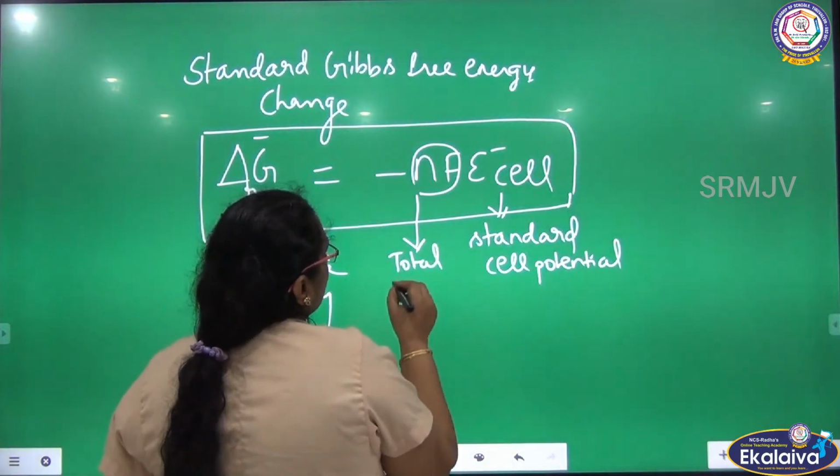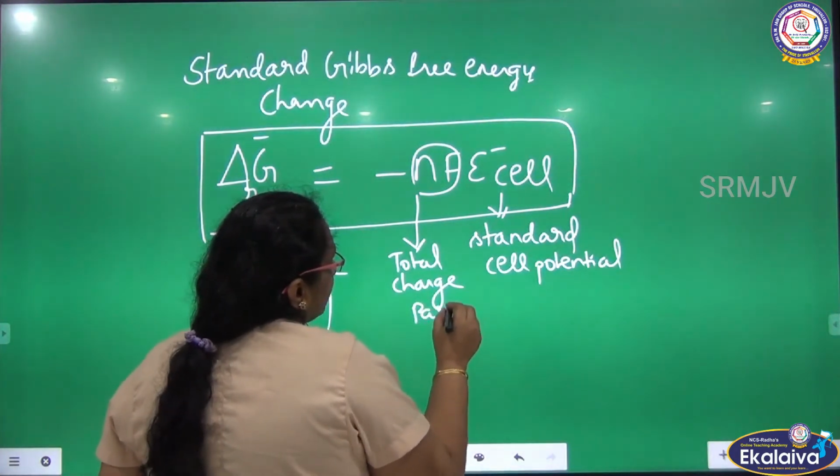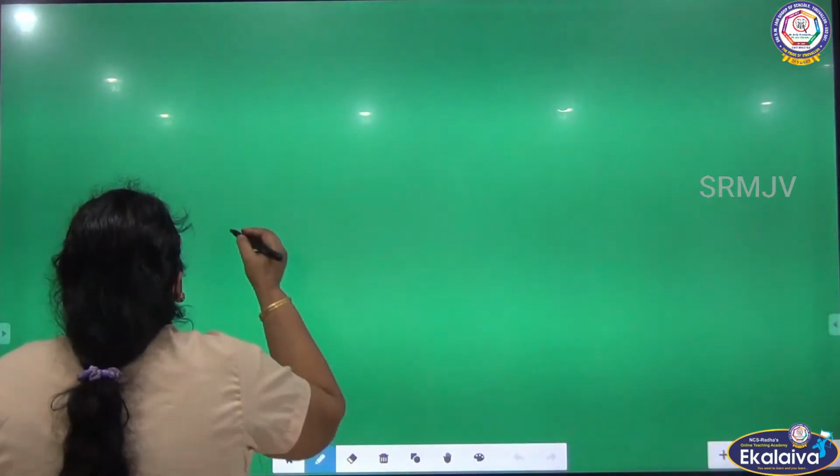Total charge passed. Okay, based on this we are going to do one numerical. There is a numerical based on this.